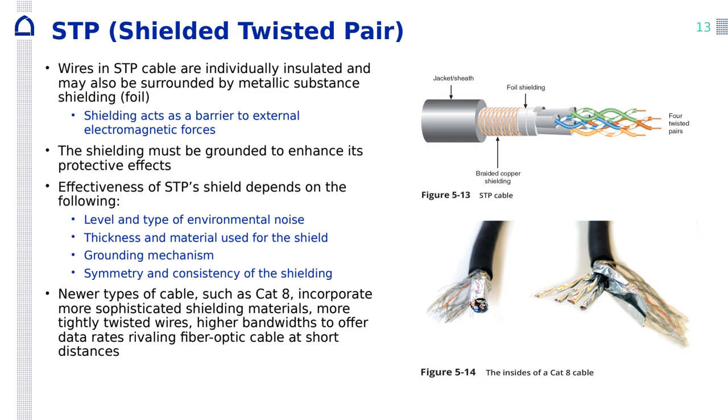See here, very nice, very good drawing here. This is a shielded twisted pair. Okay, these are the twists, the 4 twisted pairs, foil shielding, and then we also have the jacket shield. And we also have a braided copper shielding, so it's very well protected, correct?